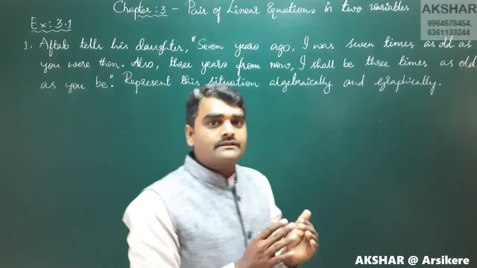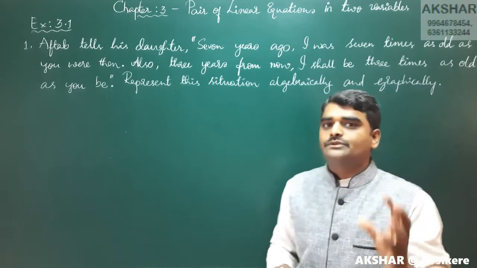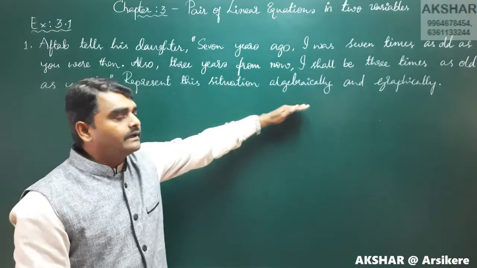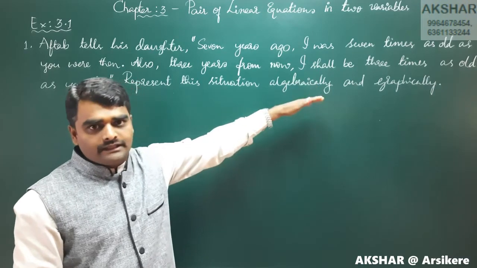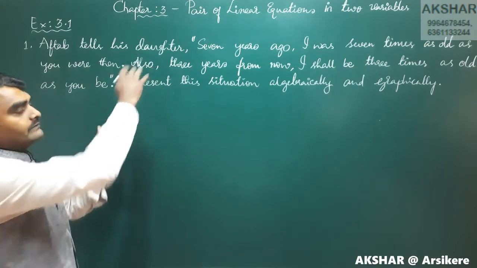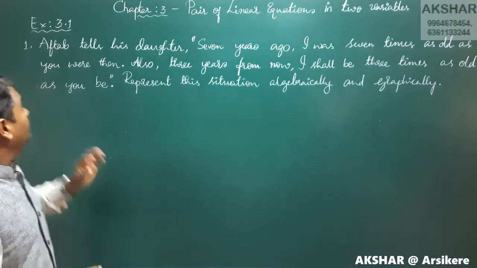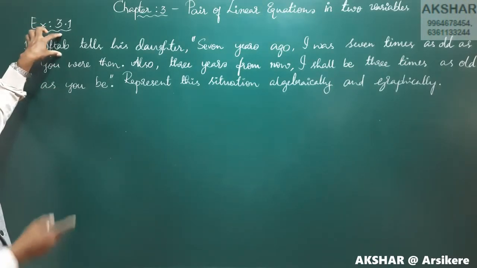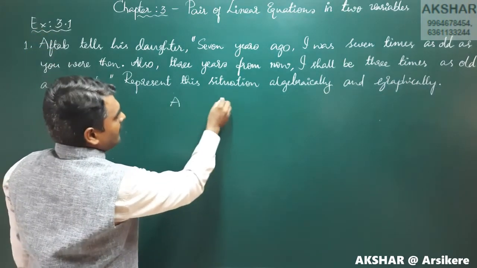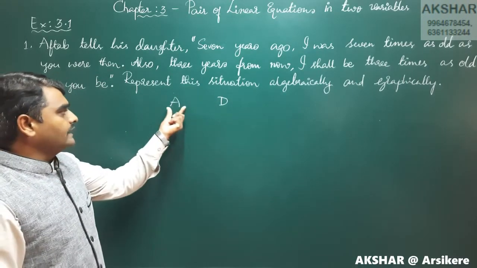In the previous class also we discussed the same thing. We can represent the situation mathematically, and that mathematical representation is nothing but representation algebraically. How to represent? You frame the equations for the given statements. Imagine a person named Aftab who has a daughter, whom I name D.